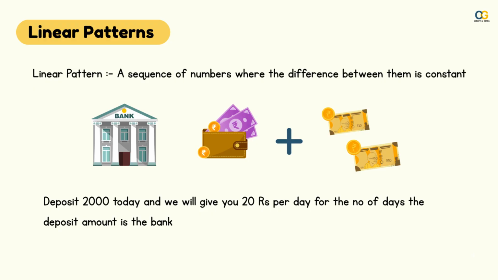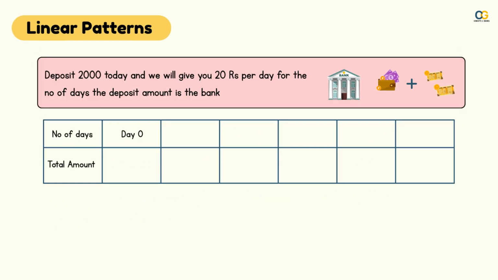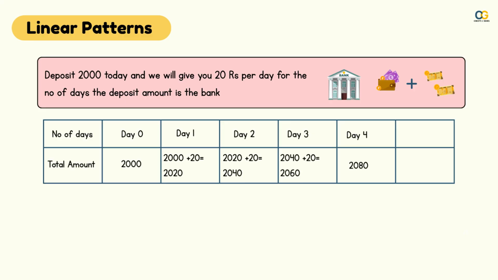So a person decides this is the best way to make more money and he deposits money here. So what is happening here? On day 0, the amount that you have in the bank is 2000. On day 1, another 20 gets added, it becomes 2020. Day 2, another 20 gets added, it becomes 2040. Day 3, 2060. And day 4, 2080 and so on.